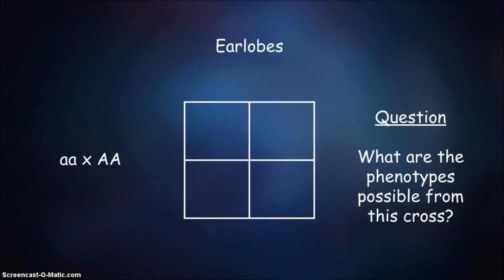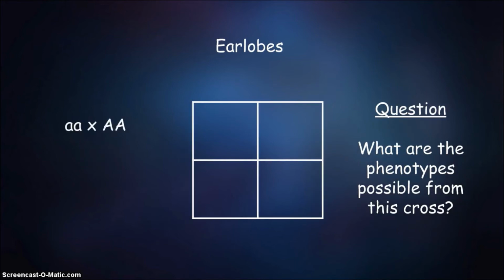So here's an example that I want you to perform. We have a a, human individual, mating with a big A, human individual. I want you to use the Punnett square, if you need to, and answer this question on the right-hand side. What are the possible phenotypes from this cross? In other words, in the offspring, will you have free earlobes and attached earlobes? Or maybe just attached earlobes in the offspring? Or maybe just free earlobes in the offspring?